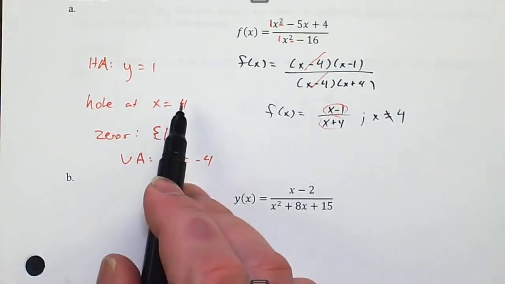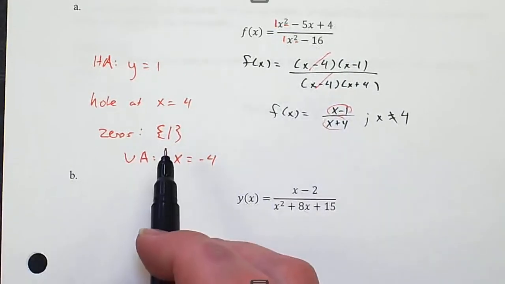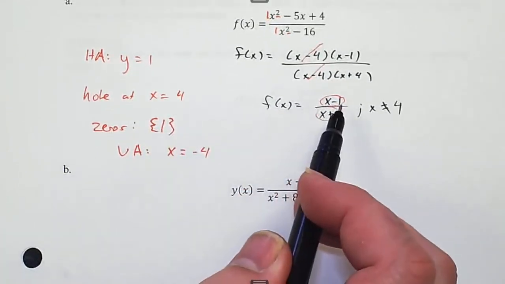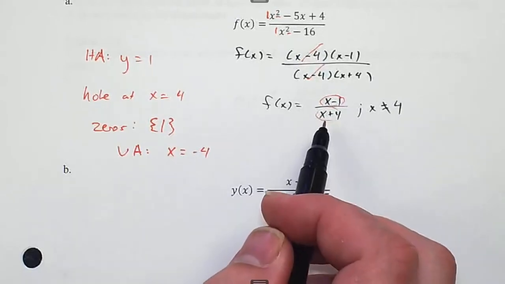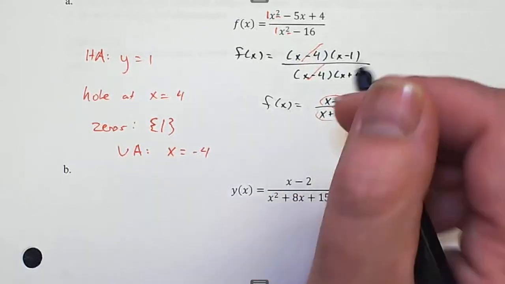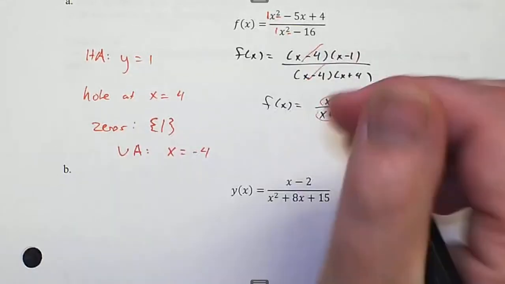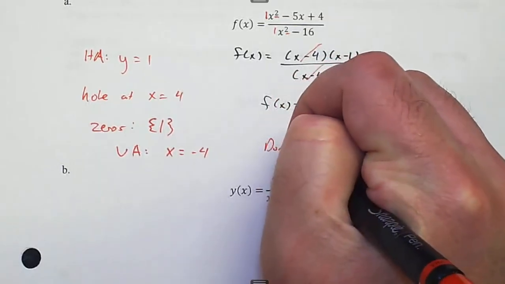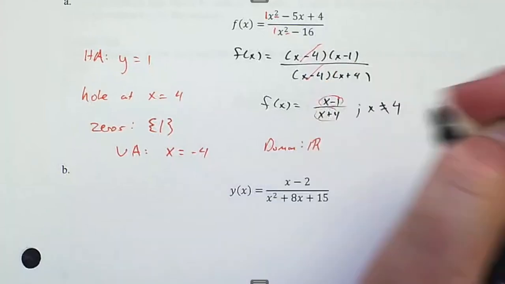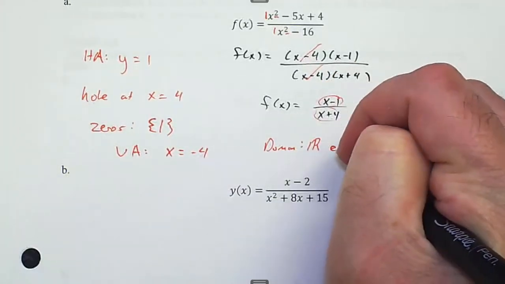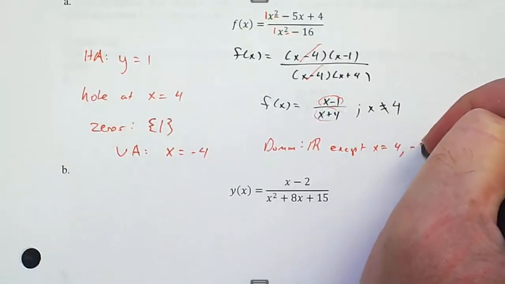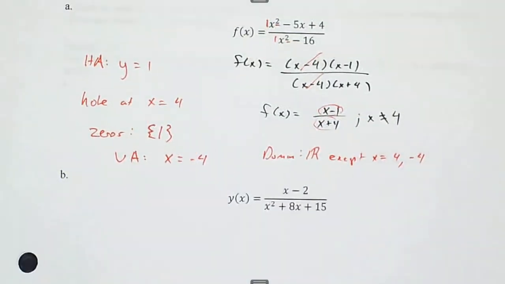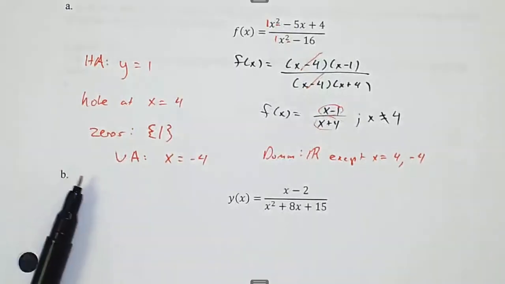So we have a hole at 4 because x minus 4 got canceled. We have a 0 at 1 because the numerator is x minus 1. And we have a vertical asymptote at negative 4 because the denominator is x plus 4. And our domain is all real numbers except for the locations of any holes or vertical asymptotes, except x equals 4 and x equals negative 4. That's right. And I think that's it. So I'm going to leave you to do B and C.